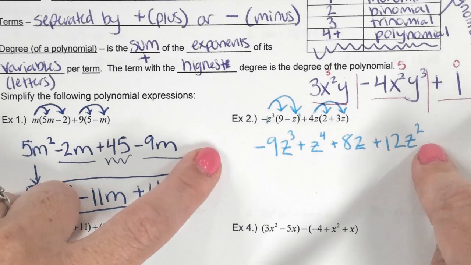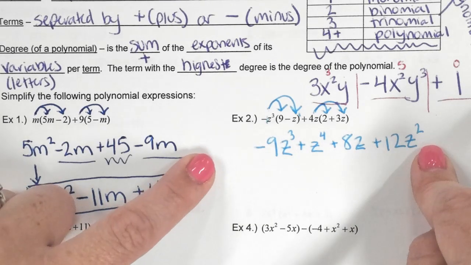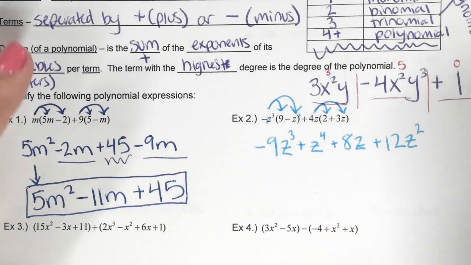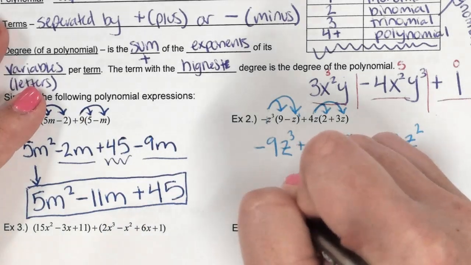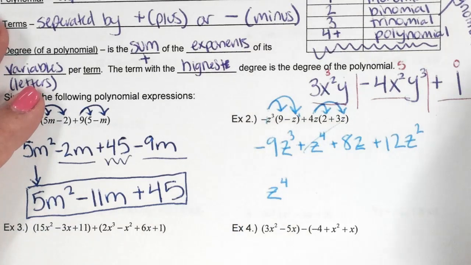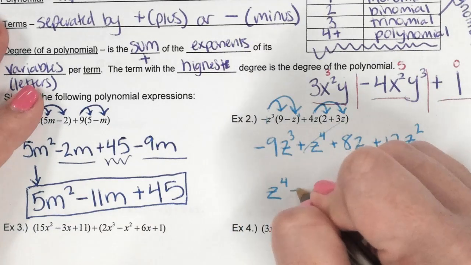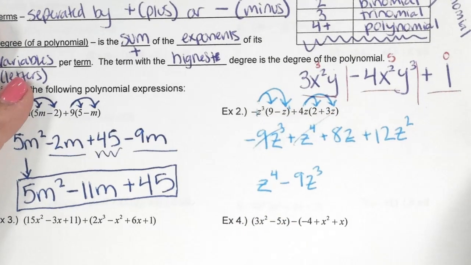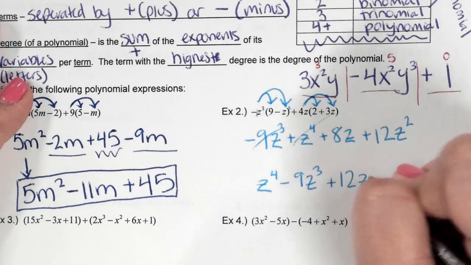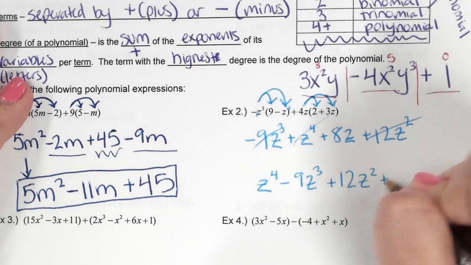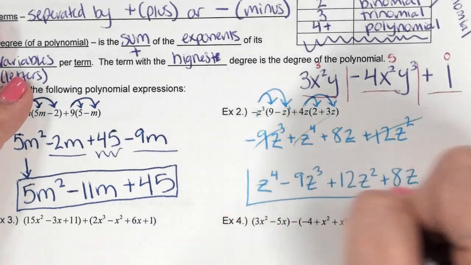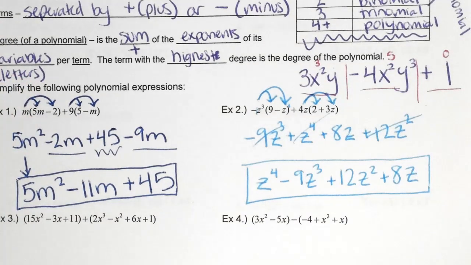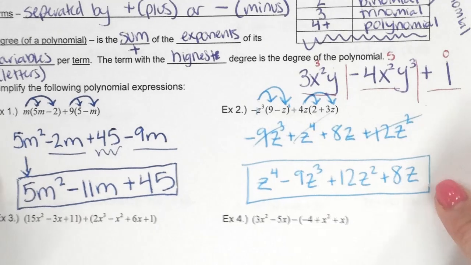No. So when I rewrite it, what needs to go first? Yeah, the highest degree. So what is my highest degree? So z to the fourth. Then what? Then negative 9z cubed. I like to cross things off as I go. Then what? Positive 12z squared. And last but not least, my plus 8z. So not too bad. We just had to reorganize it. Everybody okay with that? Pretty simple.